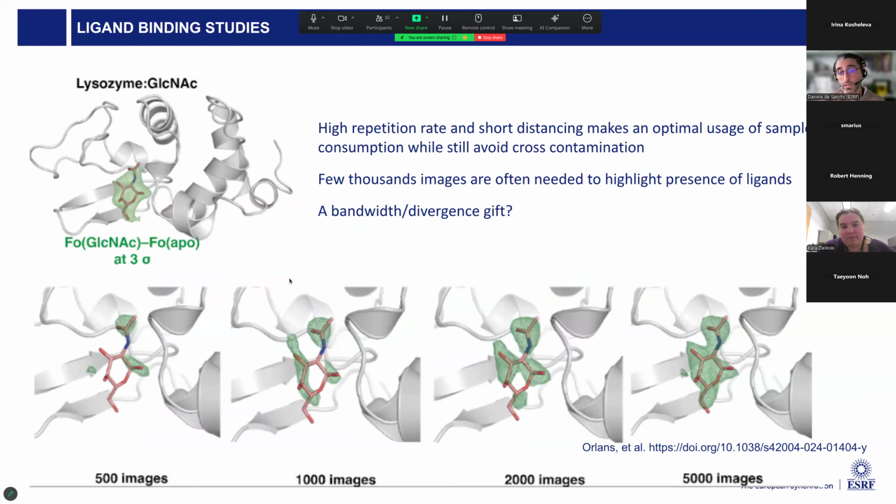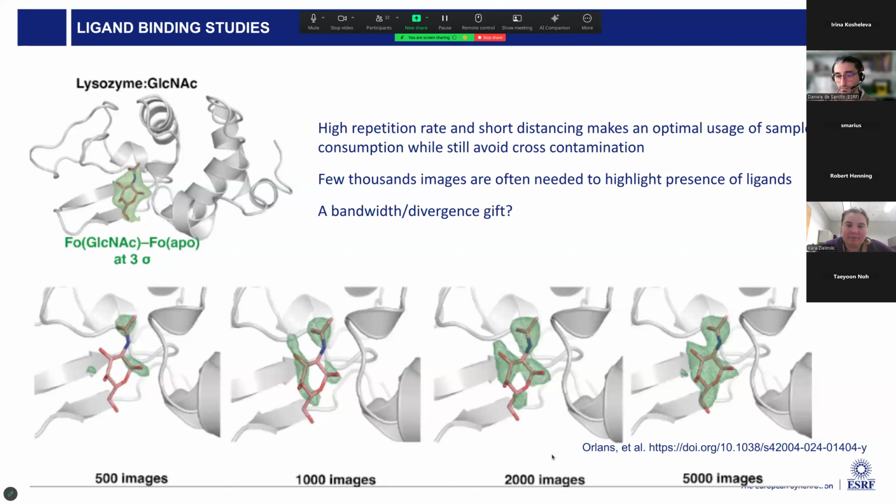Then we have tried to see how many frames we need in order to get complete structural information for a ligated structure. We performed, as a test case, the lysozyme in complex with GalNAc. In this case, we collected data on the Oxford silicon chip. And then we did a sort of data titration by analyzing the FO minus FO isomorphous map.